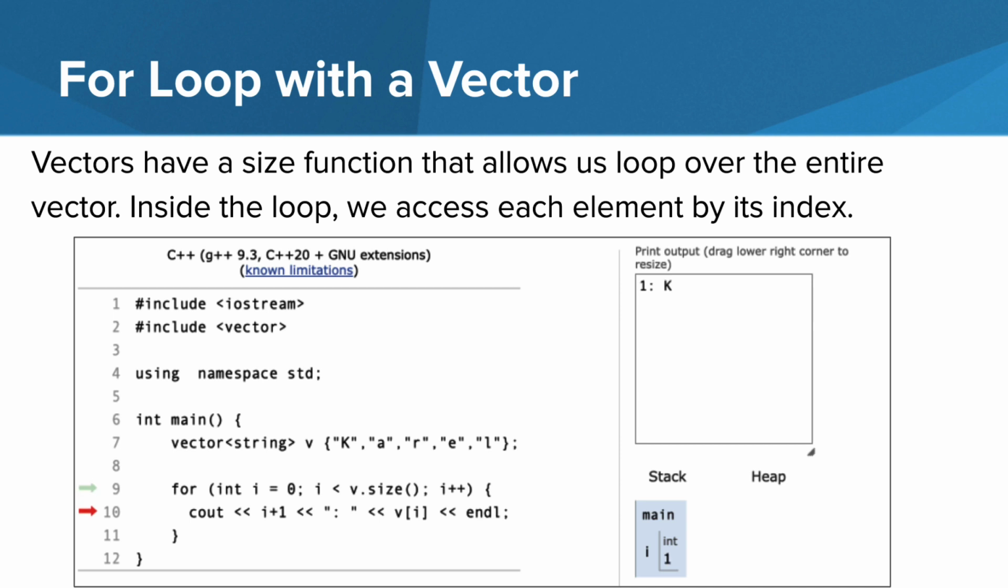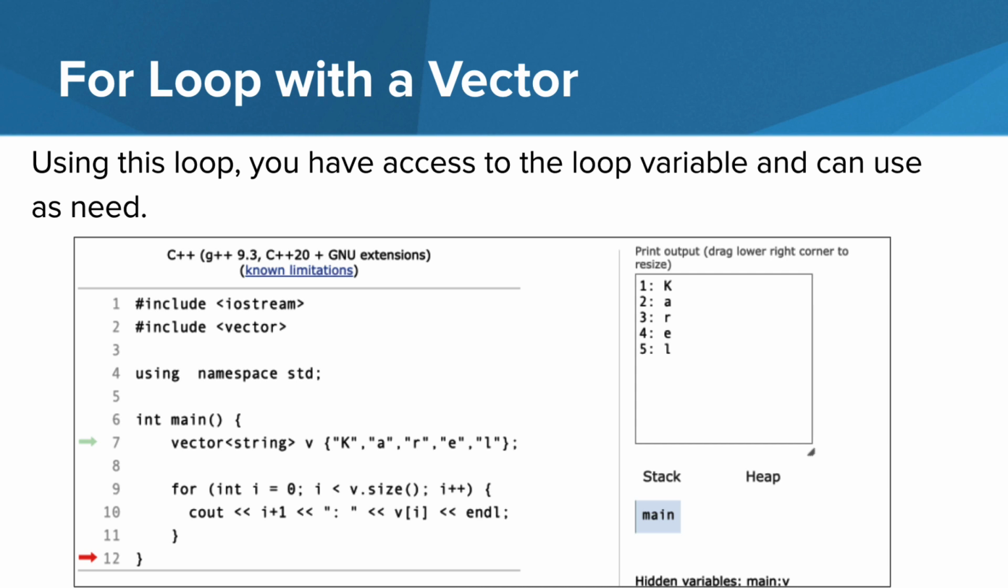Using the size function, you can create a standard loop using a loop variable. Inside the loop, you will use that loop variable to access the values of the vector via their index. Each time through the loop, notice that the loop variable i increases by 1, allowing you to access the next element in the vector. When this program prints, it adds 1 to the value so that the labels start at 1 instead of 0.